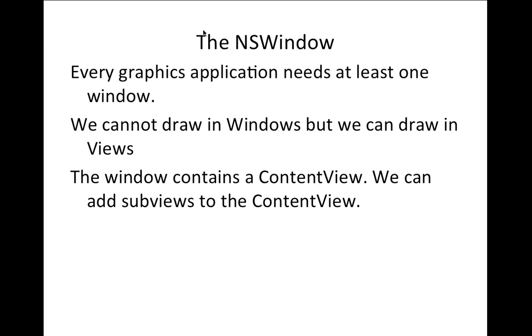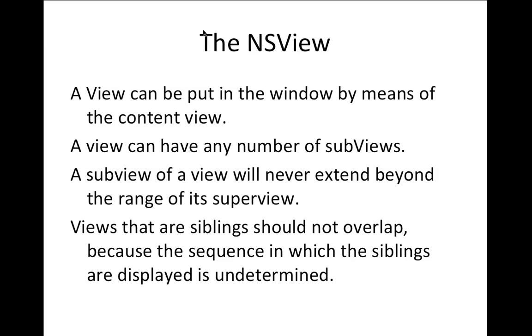You cannot draw in windows, but you can draw in views, and you can put a view in a window. So you put the view in the window and you draw in the view. The window contains a content view, and we can add subviews to the content view. As the main structure, the content view is the outer housing for the other views that we can nest inside of it. And then we put the content view inside of the window in terms of the abstraction. So the NS view: a view can be put in the window by means of a content view. The view can have any number of subviews associated with it, and the subview of a view will never expand beyond the range of the superview.